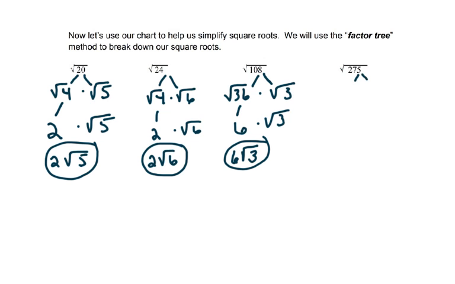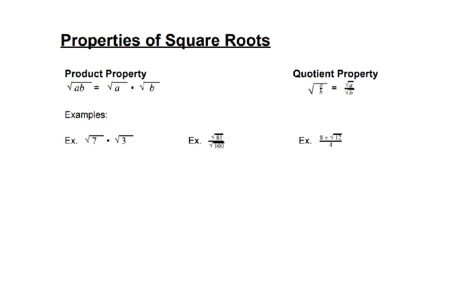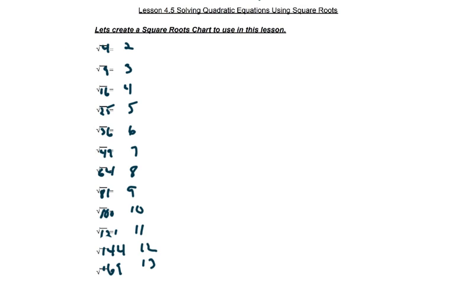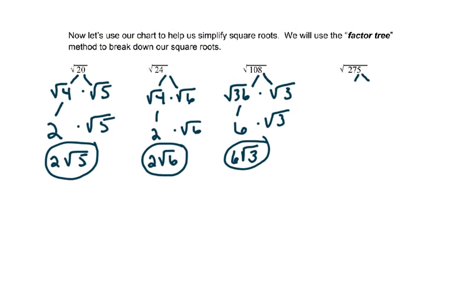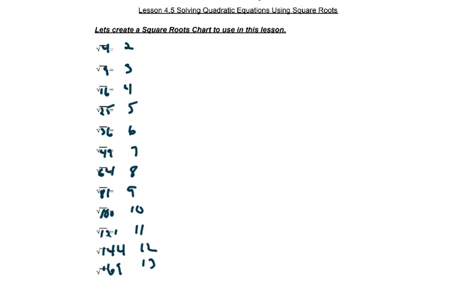All right, 275. As you can see, we're getting bigger. I'll go back to my list and test out. Does 4 go into 275? No. Does 9 go into 275? And again, all I'm doing is dividing on my calculator to find out. No. Does 16 go into 275? No. Does 25 go into 275?